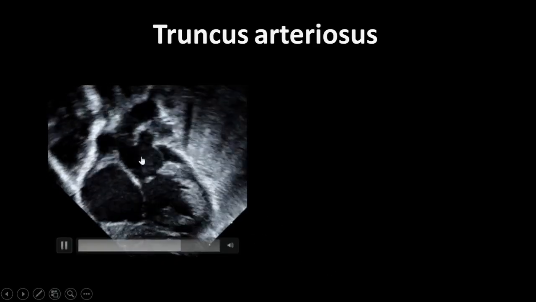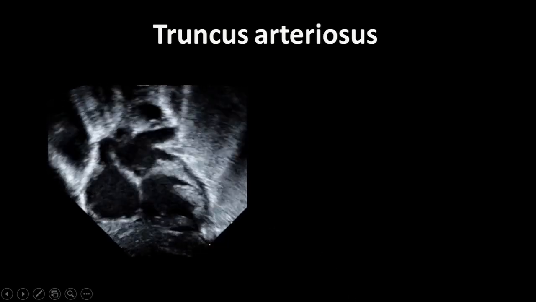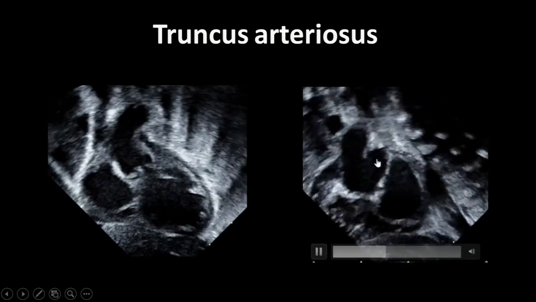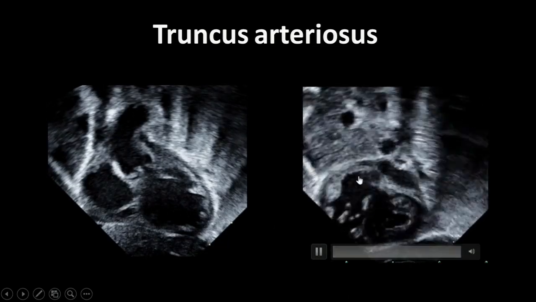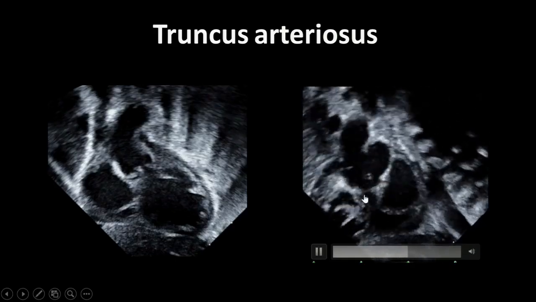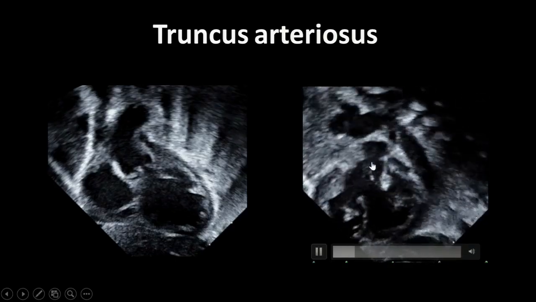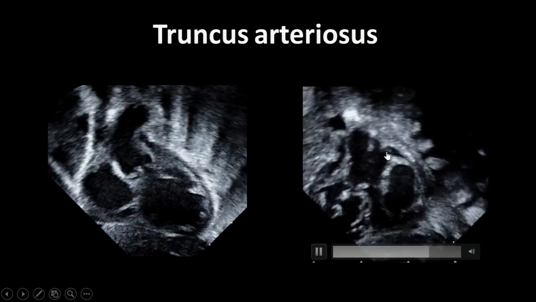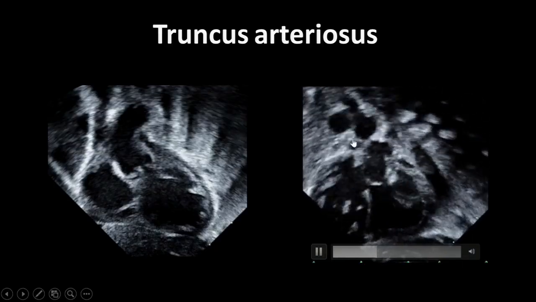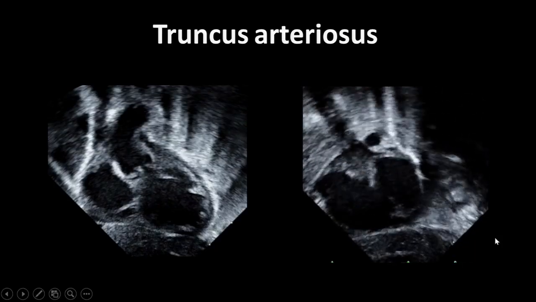I'll let it go around again there. If we rotate the transducer about 90 degrees, again, you can see the single semilunar valve overriding the VSD, and then the pulmonary artery coming off posteriorly here, and there's the ascending aorta as we go through.